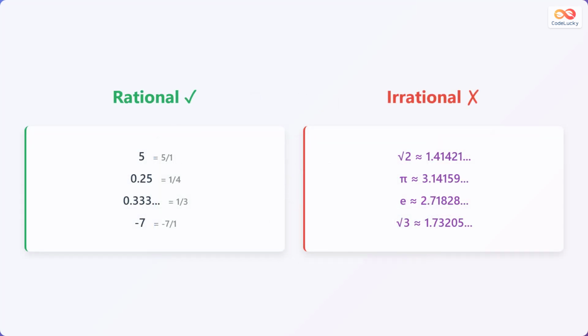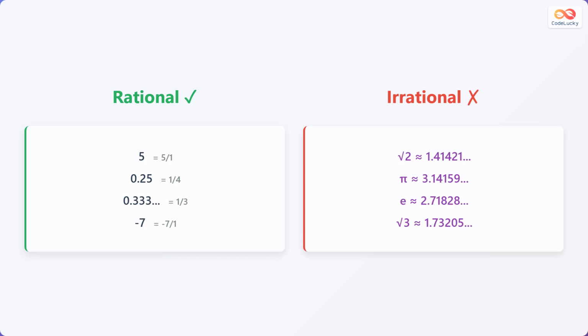Let's compare some rational and irrational numbers. On the left, we have rational numbers like 5, which can be written as 5 over 1, 0.25, which is 1 over 4, 0.333 repeating, which is 1 over 3, and negative 7, which is negative 7 over 1.